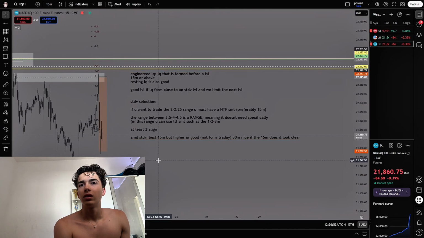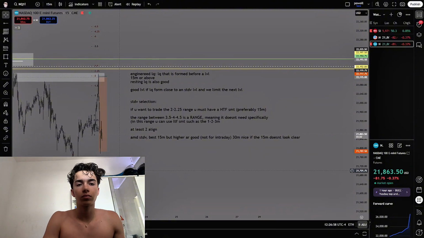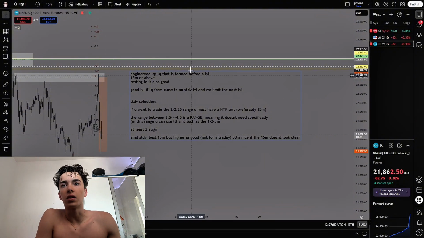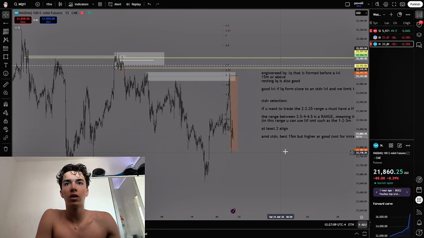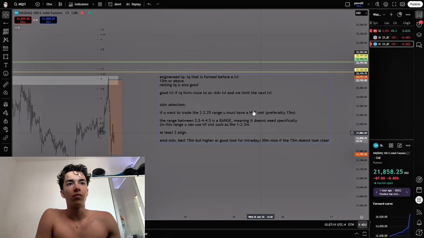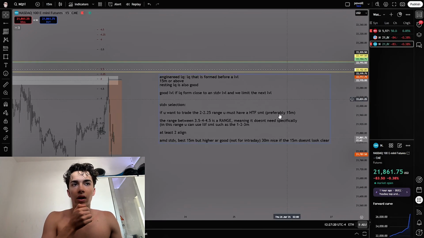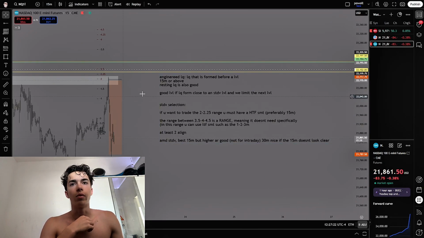What else? Yeah, as you can see and as you know, we have a lot of levels in the STDV, the standard deviation, but if you want to trade to the -2 level to the -2.25, you must have a higher time frame SMT, so preferably on the 15 minute or above, but usually the 15 minute is the best.